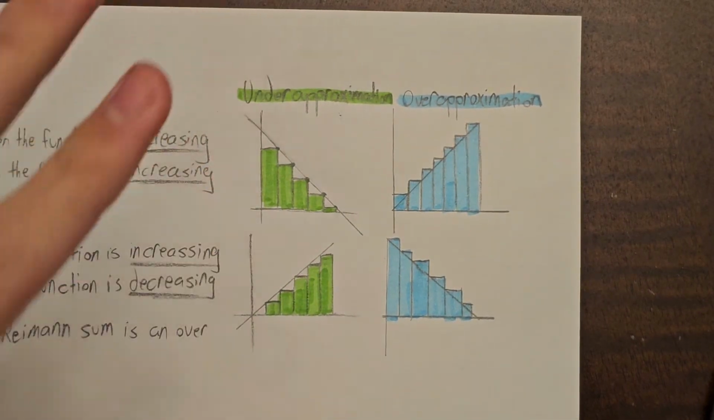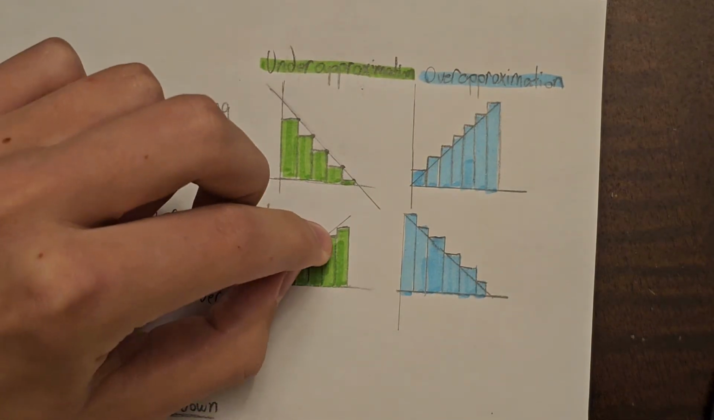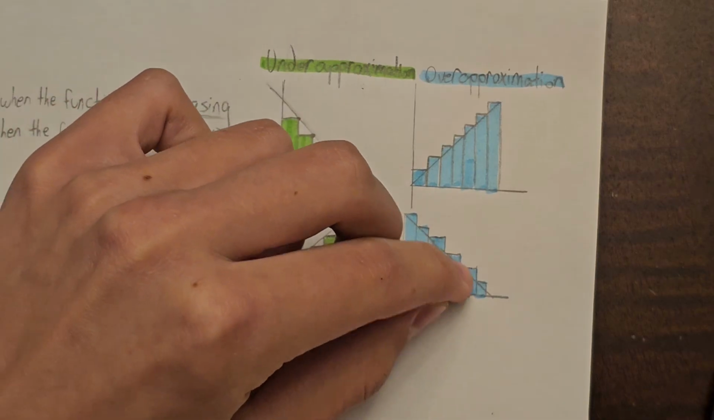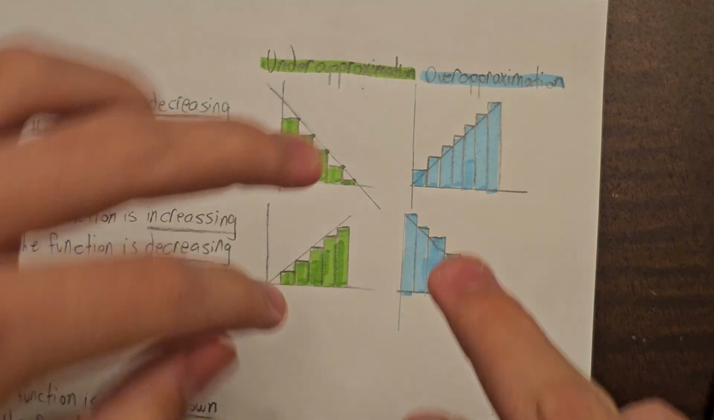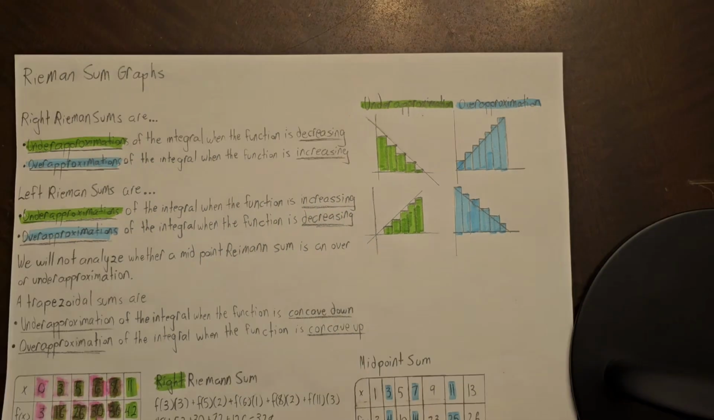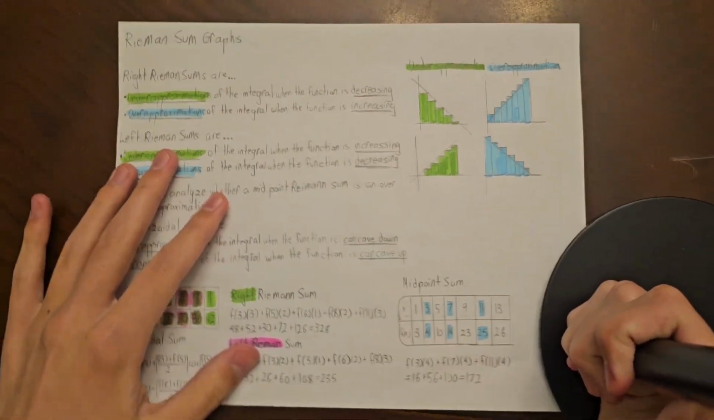Same goes for left Riemann sums, except the reverse. So as you can see, the left touches here, here, here, here, and here. And conversely, left, left, left. So that's a pretty good way of remembering how it goes. In fact, if you can just draw this graph, all of this from before can be figured out on your own.